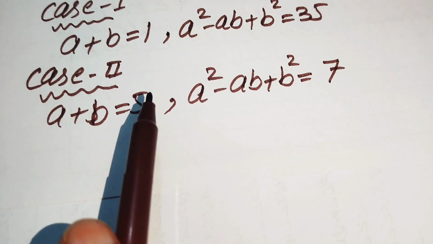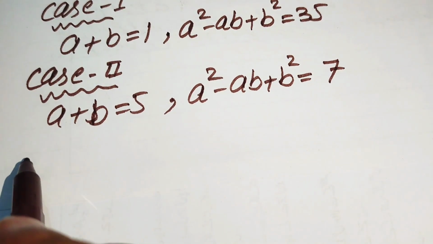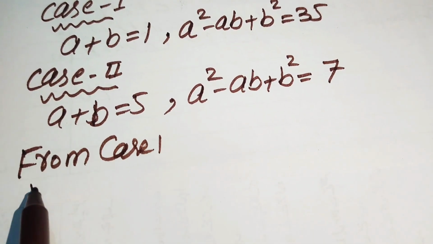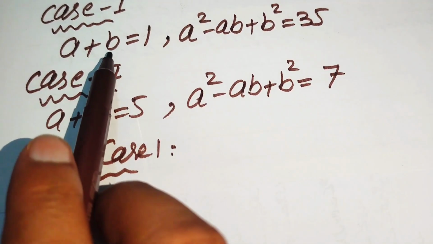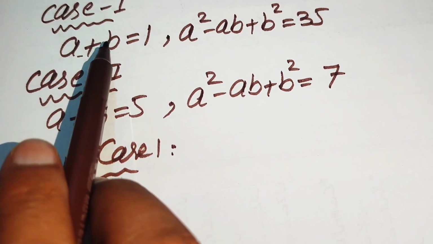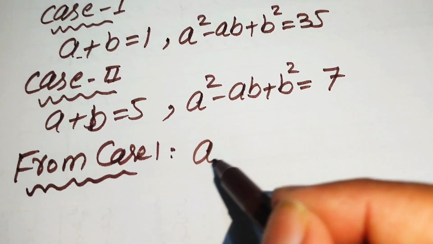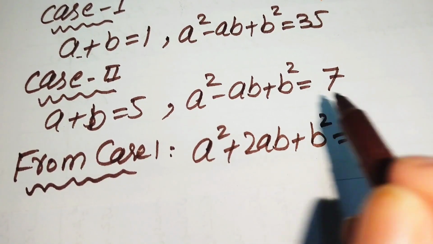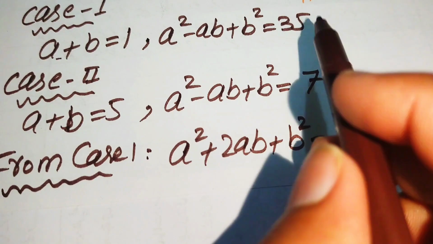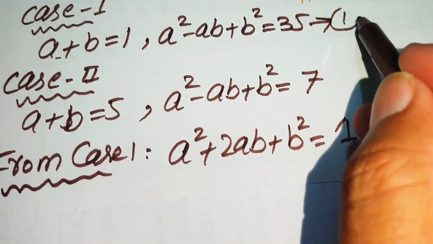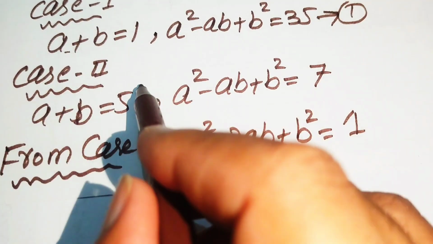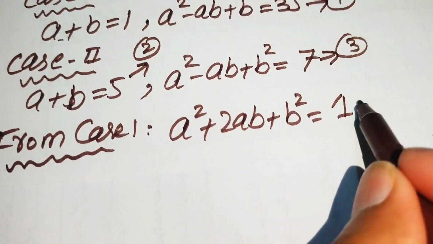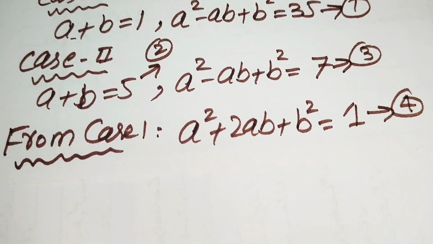So here first we focus on case number 1. In case number 1, we take the square on this term. So when we take the square on both sides it will be written as a square plus 2ab plus b square equals 1. So here we call this equation number 1, and we call this our equation number 2, and this is equation number 3, and this is our equation number 4.